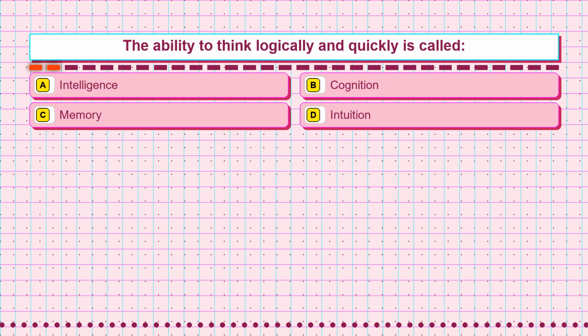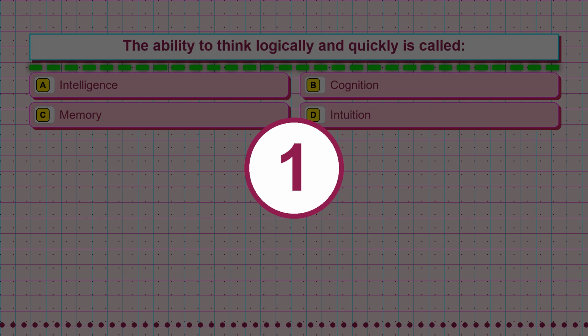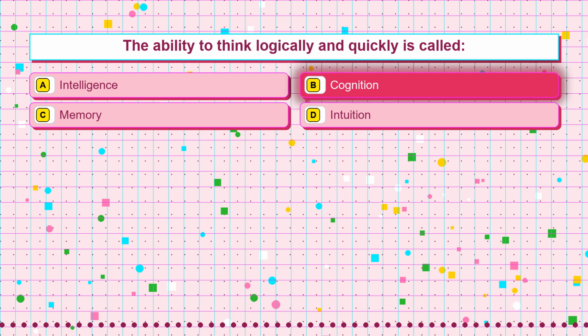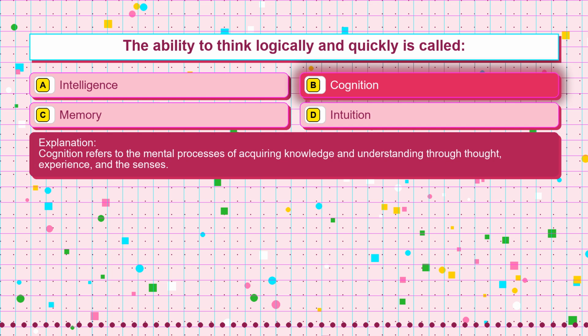Question 83. The ability to think logically and quickly is called Option A. Intelligence. Option B. Cognition. Option C. Memory. Option D. Intuition. The correct answer is option B. Cognition. Cognition refers to the mental processes of acquiring knowledge and understanding through thought, experience, and the senses.